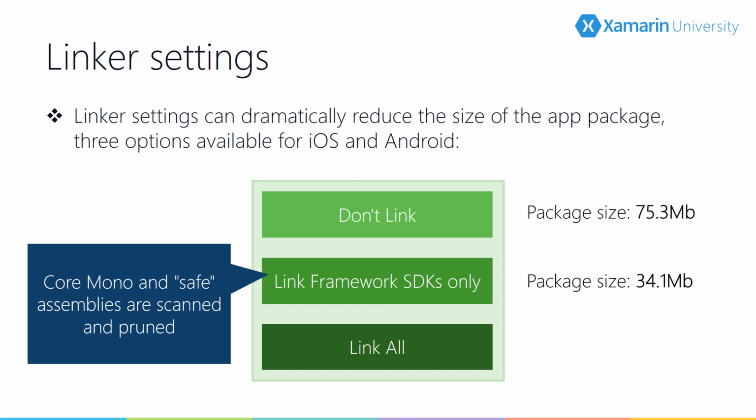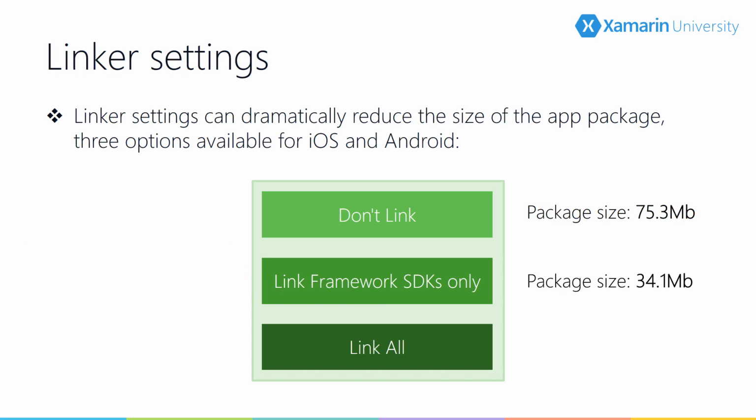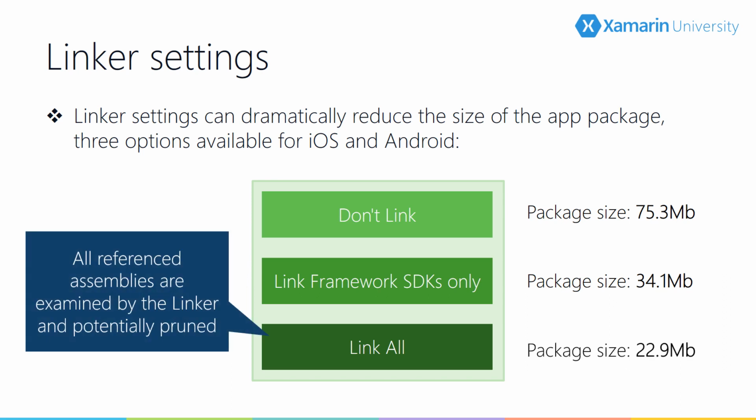Now, if your app package is still too large, there is another option, and we can actually reduce the size further. And this last option is to tell the linker to scan all of your assemblies. Now, this is the most dangerous because the linker can be very aggressive and sometimes will remove things that your code actually depends on but wasn't explicitly referencing. However, it's also the one which will drop your package size down the most, particularly if your app has a lot of non-SDK assemblies or a lot of third-party assemblies.